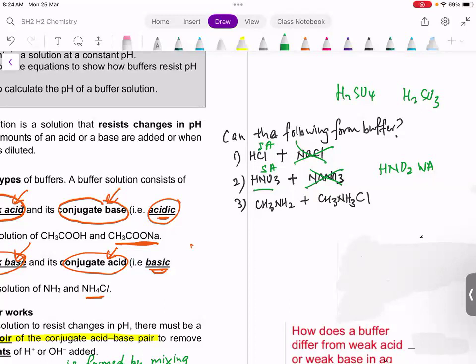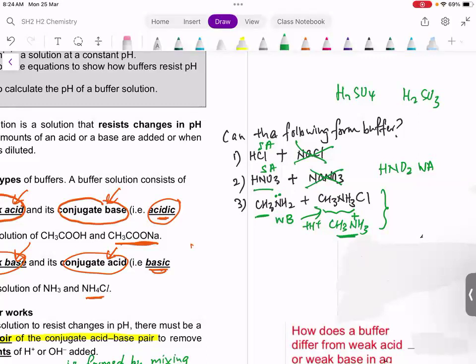Yes, it is a buffer because you have a lone pair on the nitrogen. It is essentially a weak base. Okay, and this is the salt. How do I know that this is the salt? Because I add 1 H+, and this is what I'll get as the cation. So this is the conjugate acid of my weak base. This is the salt. So what kind of buffer have I formed here?